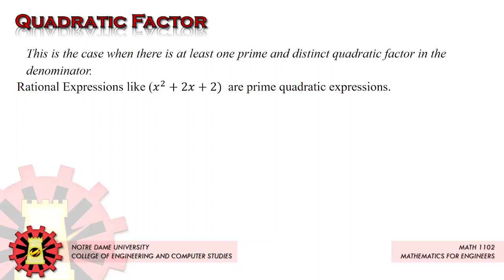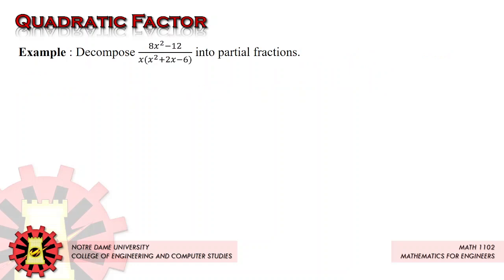So yung mga ibang kasama niya, say for example, may kasama siyang repeating linear or a distinct linear, we will treat them as in case 1 and case 2. But for case 3, pag may ganito tayong example, the solution would be this one. So paano ba? Say for example, we are to decompose 8x squared minus 12 over x times x squared plus 2x minus 6. Can we factor out x squared plus 2x minus 6? Do we have a solution for that one? I don't think meron pa.